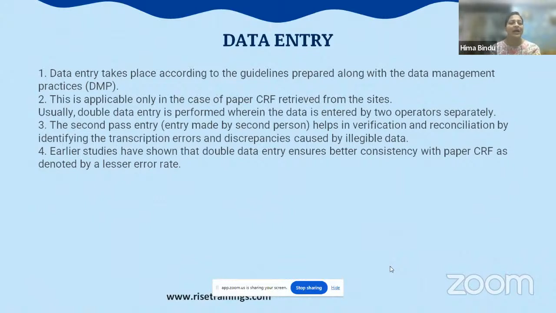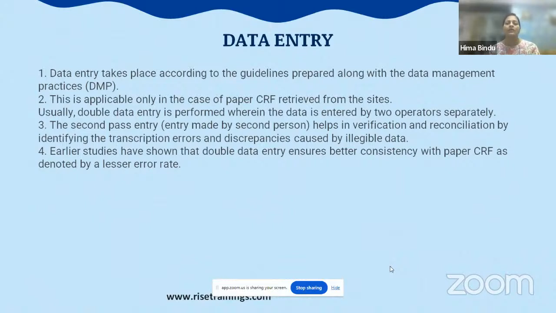The second pass entry made by a second person helps in verification and reconciliation by identifying transcription errors and discrepancies caused by illegible data. Sometimes, say today you have shared one CRF with the CDM team and the CDM team has sent some queries to you. Then the site people have to modify the data, or write the data again in such a way that it is understandable to the CDM. Whenever you change the data, you have to sign it, and the date when you changed or corrected it should be mentioned.